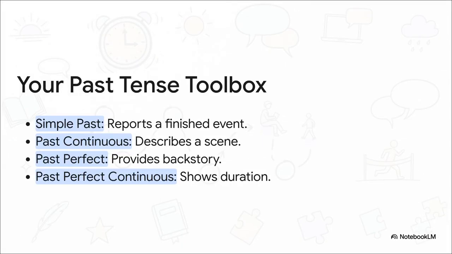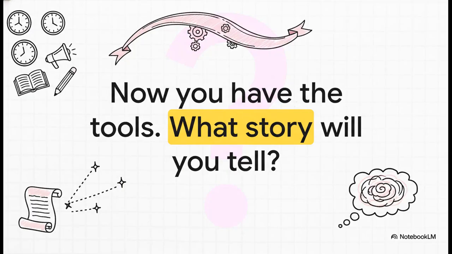And there you have it. That's your complete past tense toolbox. Simple past is for finished events. Past continuous is for describing a scene. Past perfect gives you the backstory, and past perfect continuous shows you the duration. 4 tools for 4 different jobs. So now you're equipped. You have the 4 key tools for absolutely mastering the past. And remember, these aren't just boring grammar rules. They are incredibly powerful ways to tell clearer, more exciting, and more interesting stories. So the only question left is, what story are you going to tell?